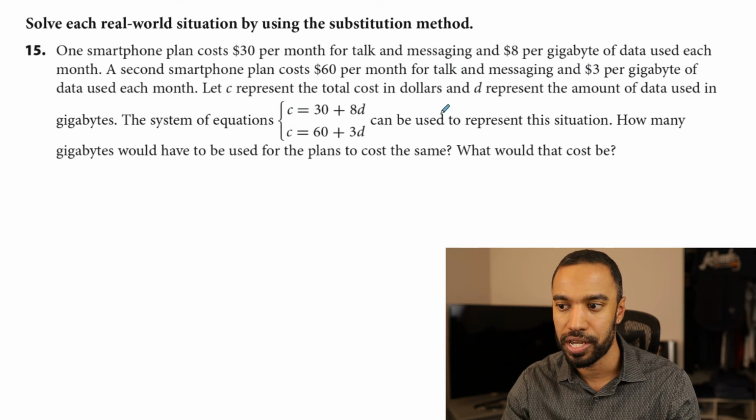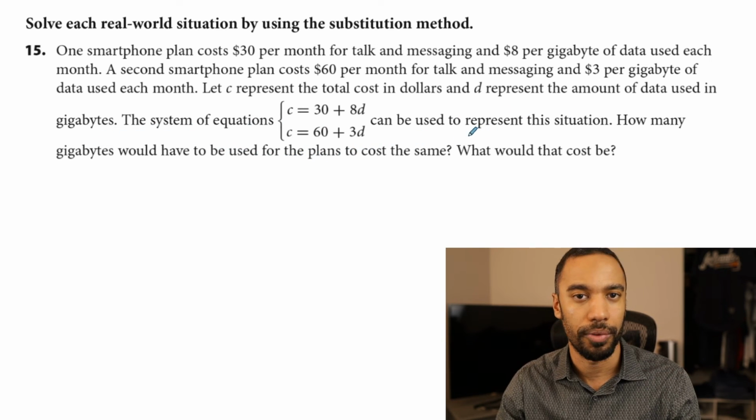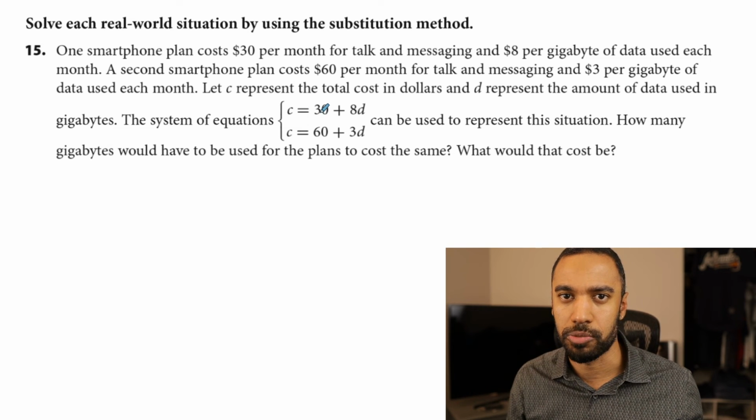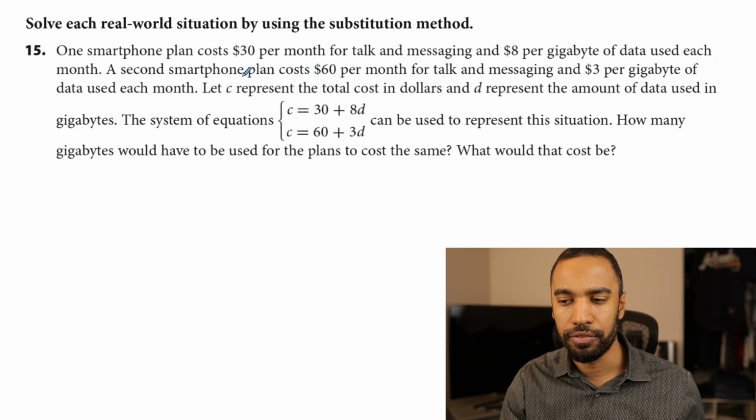All right, a system of equations here can be used to represent the situation. How many gigabytes would have to be used for the plans to cost the same? What would that cost be? Basically, solve for C and D. And nothing's different from the last problem I did, but I do want to make mention, if you ever have to set up one of these equations, this was a mouthful.